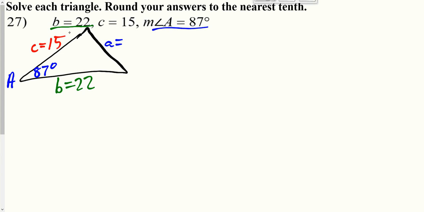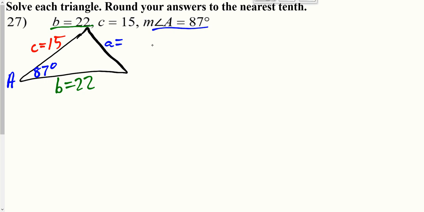So you notice we have our blue angle directly in between two sides, so it's a side angle side, so we know it's only one triangle. So we can just go ahead and use law of cosines. We cannot use SOHCAHTOA or Pythagorean theorem because it's not a right triangle. We can't use law of sines because we don't have an opposite pair.